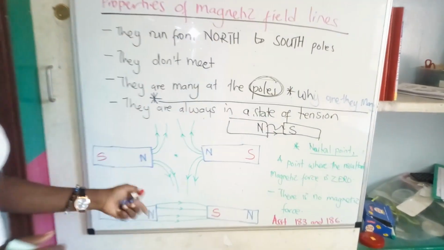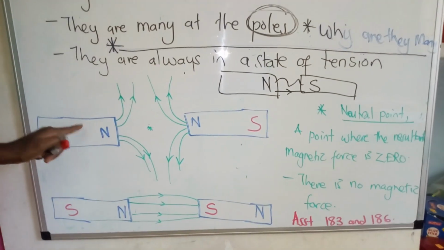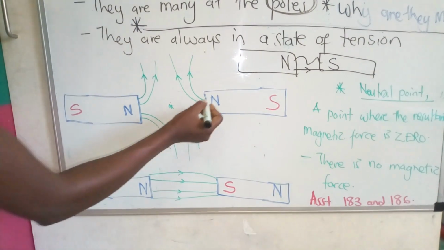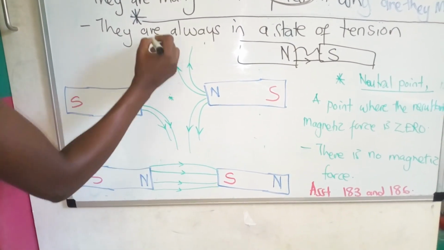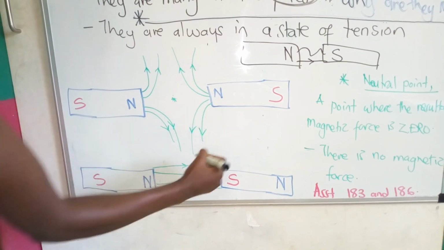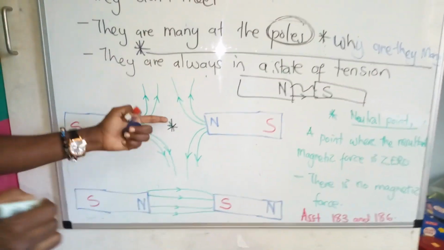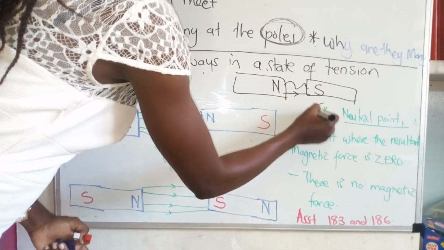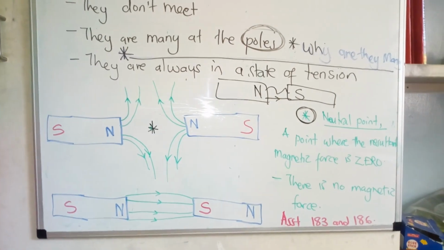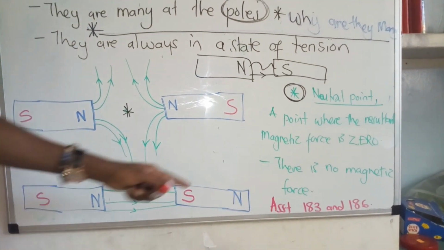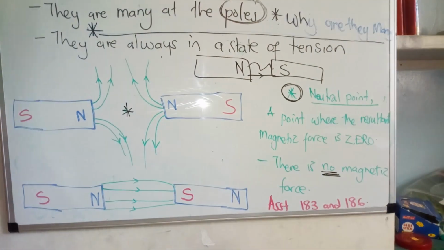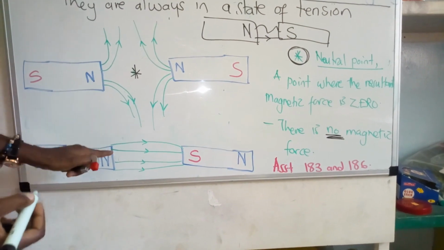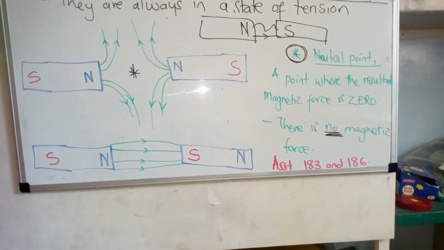And then if we come to represent them using magnets, using the laws of magnets, if we have two like poles next to each other, we expect repulsion, so the lines are going to repel each other. They are not going to meet. And once they do that, they create a region in between them which we call a neutral point. And this neutral point, like I've said here, is a point where the resultant magnetic force is 0. In other words, there is no magnetic force. And if we are having opposite poles next to each other, we expect attraction, so we'll have them run from one magnet to the other magnet.